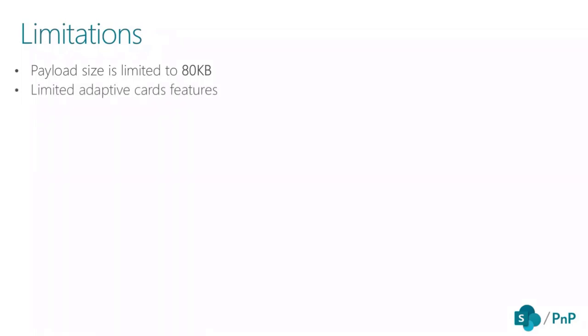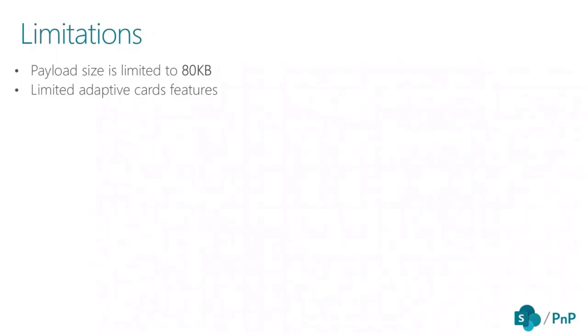Also, there are some limitations. So at the moment, the page load size is limited to 80 kilobytes. So if you have an adaptive card more than 80 kilobytes, it's not going to render. So if you have a complex application or web app, this is not a good approach for you to use adaptive card tabs. And also, there are some limitations around the adaptive card features. Not all of the features are available. For example, Action.Execute or some of the other adaptive card features, you basically cannot get them at the moment.